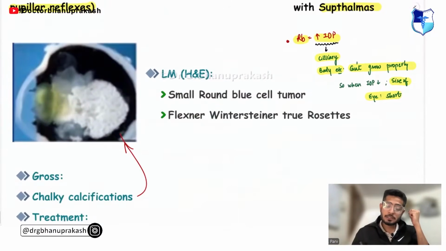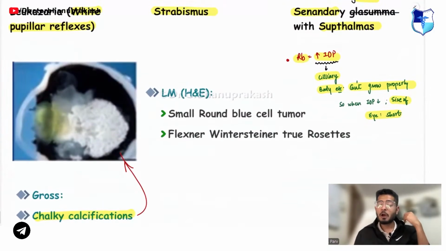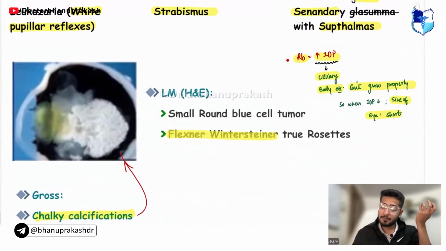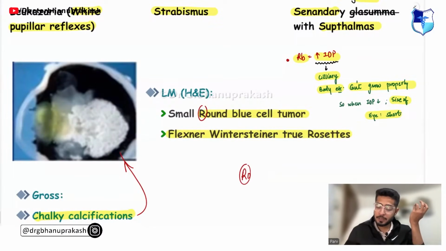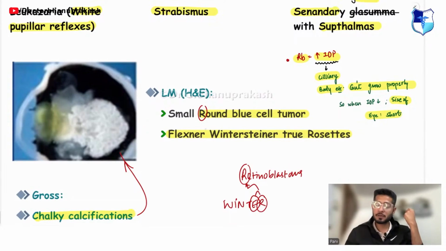And on gross examination, you will see a chalky white appearance, chalky calcification. On light microscopy, you will see Flexner-Wintersteiner true rosettes and a small round blue cell tumor. So remember, R for retinoblastoma, R for round cell. And Wintersteiner has the word winter, and R and E are coming, so R and E for retinoblastoma. Okay, Flexner-Wintersteiner you have to remember for retinoblastoma.